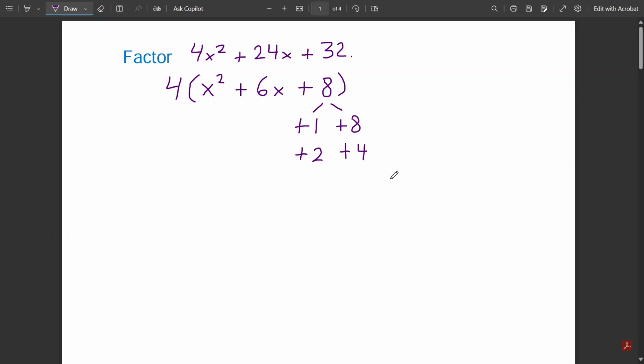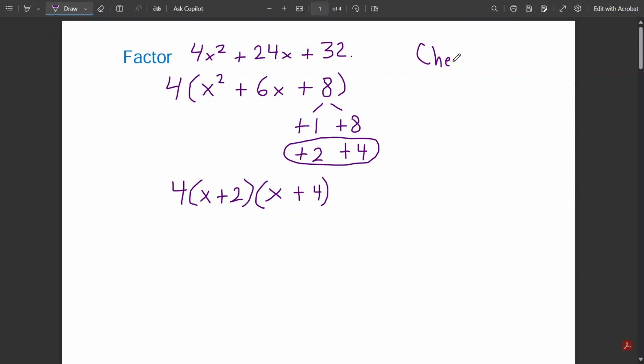Now I want to find the pair of factors that adds to positive 6. And if I look here, 1 plus 8 is 9, so that's not going to work. But 2 plus 4 does work. All right? So I can rewrite this in factored form as 4 times x plus 2 times x plus 4. Okay, so I think I have my solution, but I should always check. So let's do a little check over here.